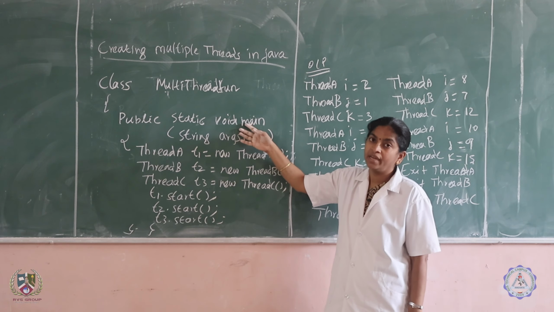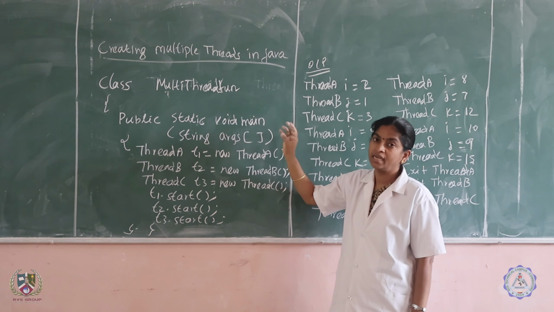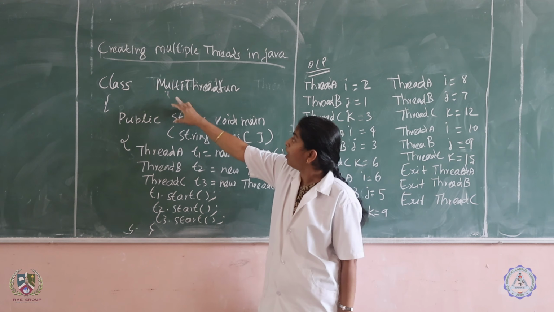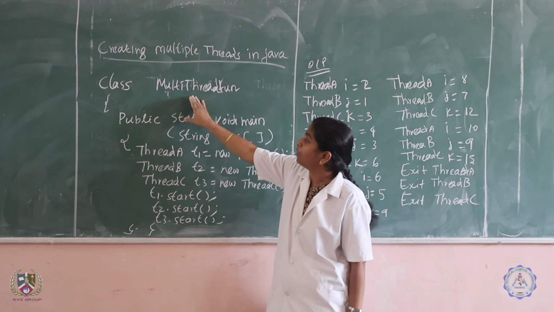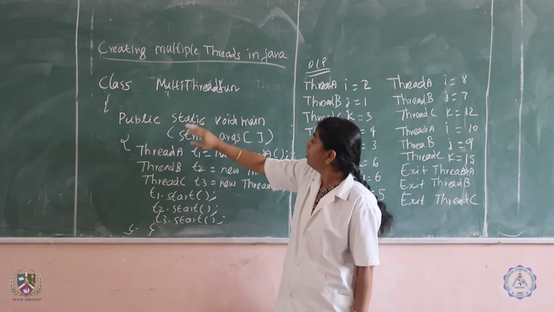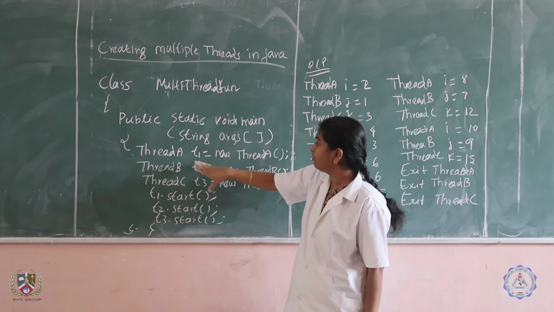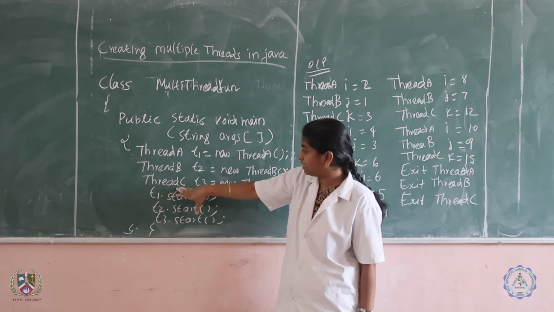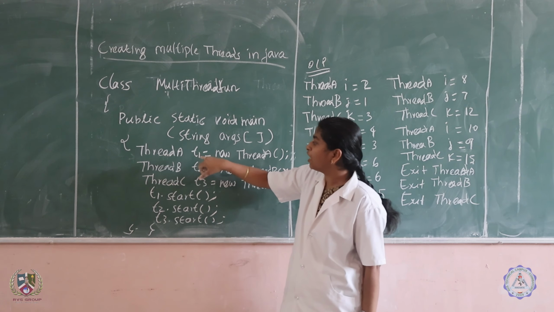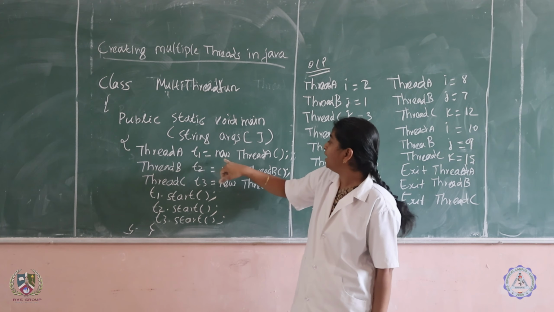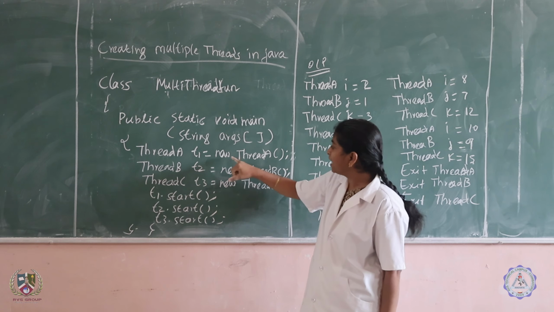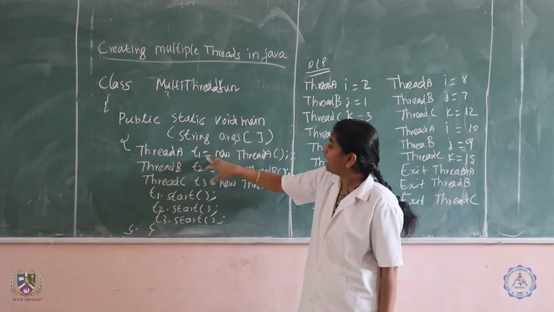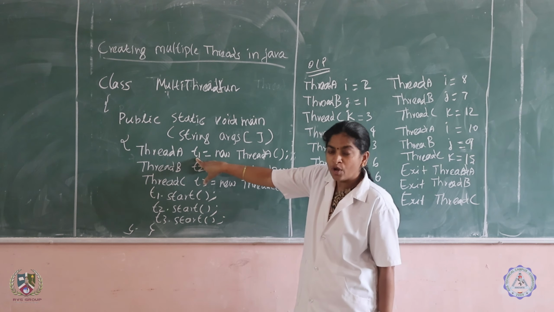In this program, we created 3 threads: thread A, thread B and thread C. Here we are using a class name, the main class name, multi-thread function. In the main function, we are creating objects for thread A, thread B and thread C. For thread A, we are creating an object named T1, with new thread A, allocating memory to that T1 object.